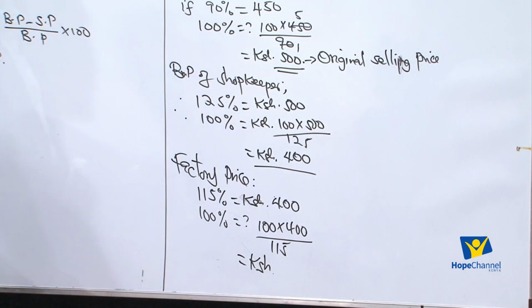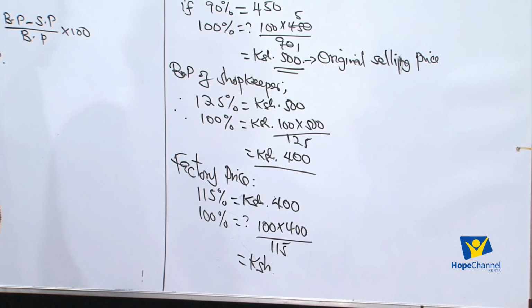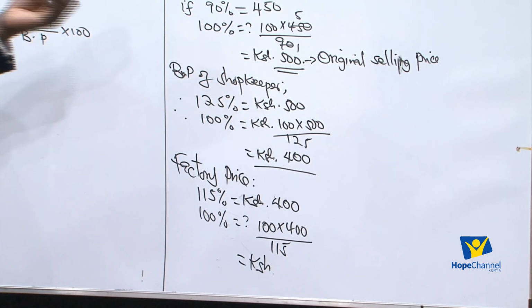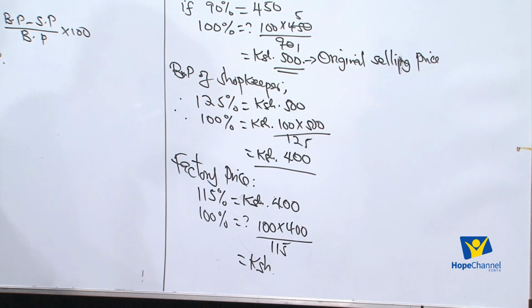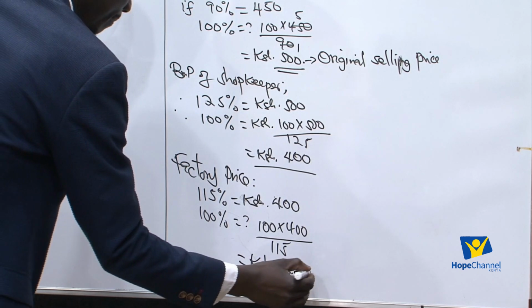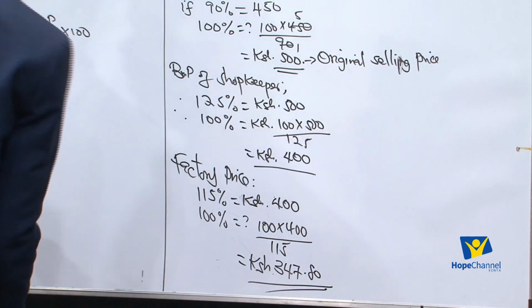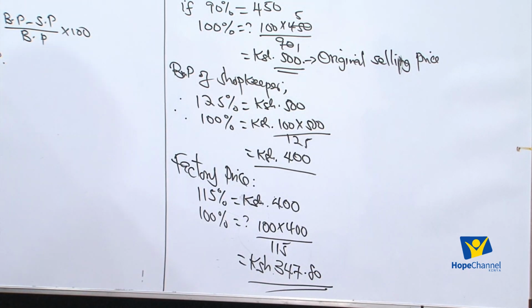This is the price at which the manufacturer, the factory price, the price at which this good was manufactured. So 400 times 100 divided by 115, that gives us 347.8, 347.80 shillings.